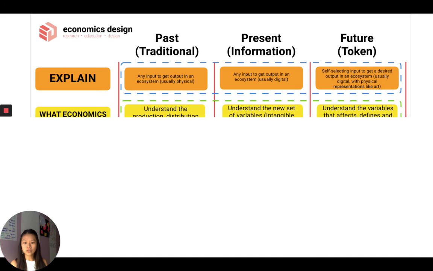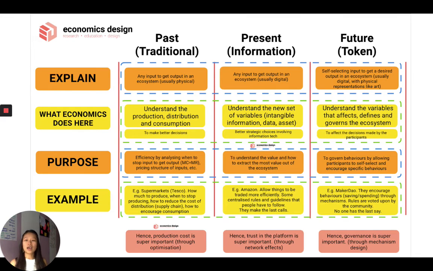But first, this is a summary table of the traditional economics, information economics, and token economics. So traditional economics is to understand how to put in any input. What you want to understand is, for every input that goes into the ecosystem, what kind of output can you get from it? So if you put gyoza paper, some oil, some meat, and fry them, which is the input, the output is you get delicious gyoza.